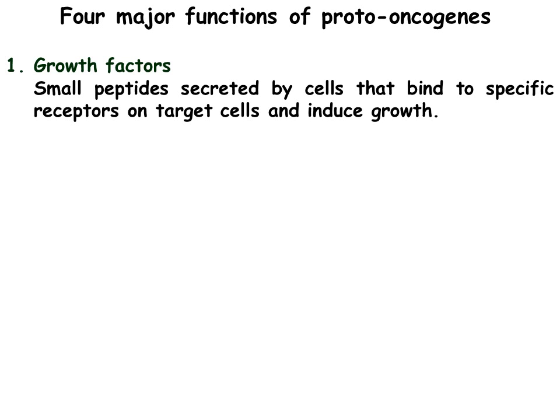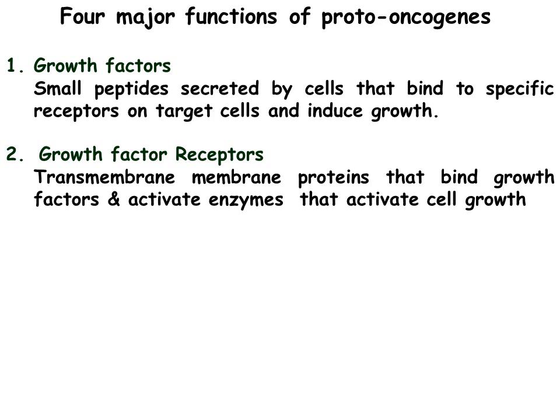The four major functions of proto-oncogenes reflect how a cell responds to its environment and then begins to divide. One function of a proto-oncogene is as a growth factor. Now these are small peptides. They're going to be secreted by cells, and then these growth factors bind to specific receptors on the target cell and induce growth. So if you have too much of a growth factor, if too much is being made, then you promote cell growth.